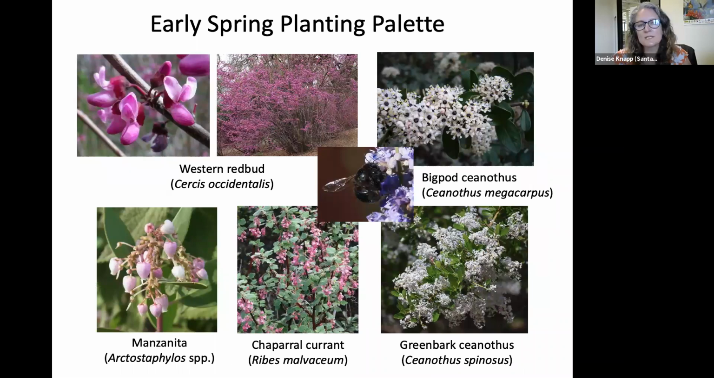Here are just a few examples of a potential planting palette for these seasons. Early spring, you might plant western redbud, different kinds of ceanothus, which is also called California lilac, shown on the right there. Lower middle, chaparral currant; lower left, manzanita. All beautiful, all great for pollinators. Next.